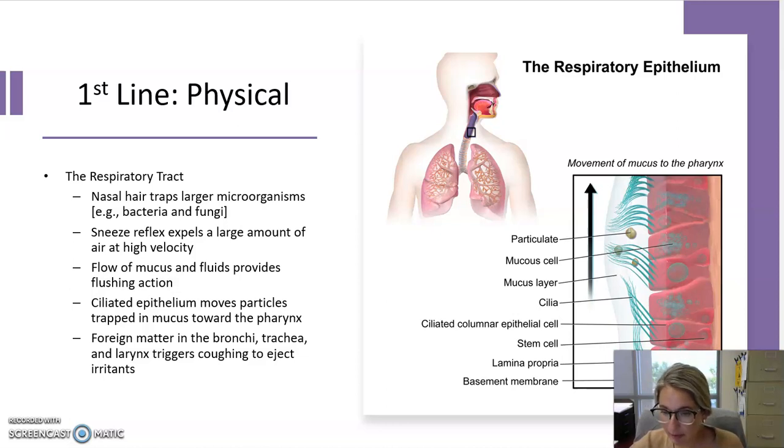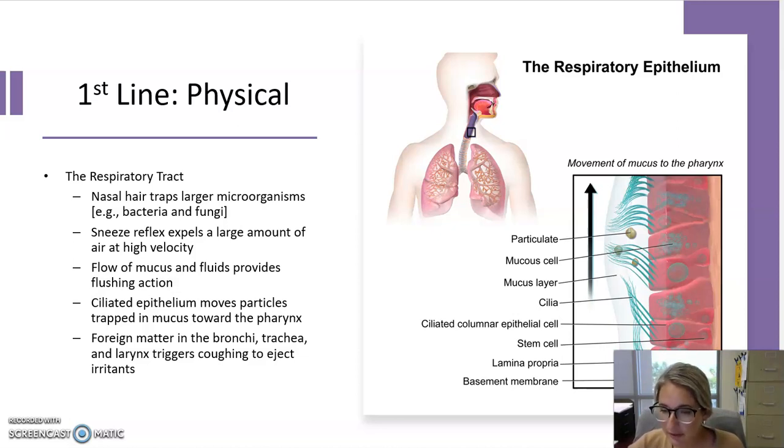So what our respiratory system has done is it's put this ciliated epithelium in the upper respiratory system, and what that kind of does is create this escalator to keep things moving upward. So if an infectious pathogen is in that region, the cilia will move it upward so that it can't get into the lungs, and it's going to move it upward until it gets to the throat or the pharynx.